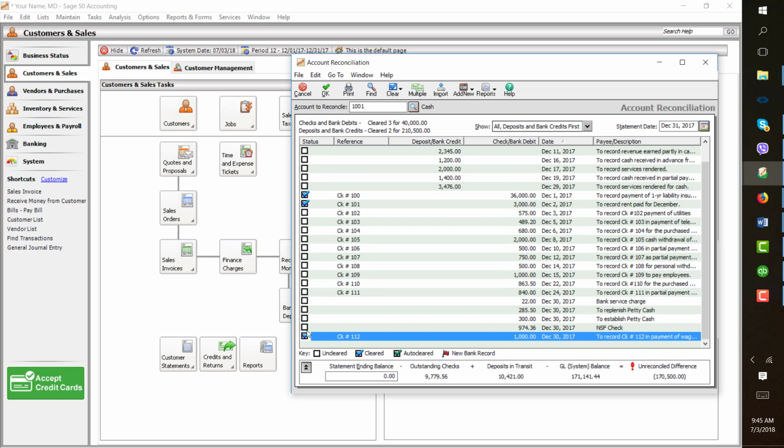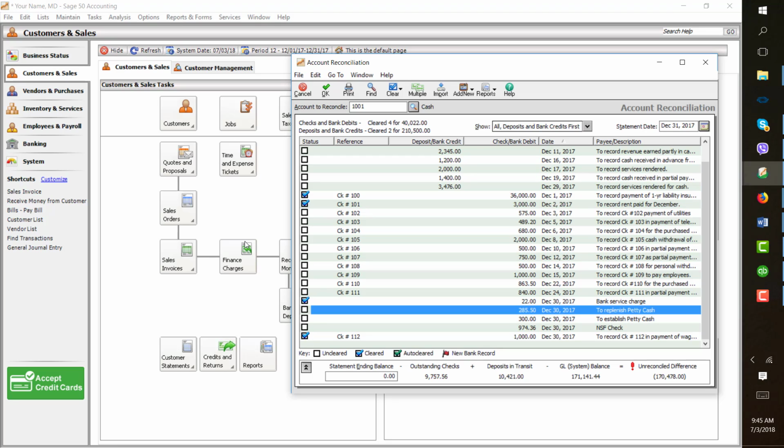Observe that of the checks that the company had written and found in the general ledger, some of them may not appear in the bank statements. These checks are outstanding checks, meaning they have not been presented to the bank for payment. Some of these outstanding checks may appear in the next month's statement.